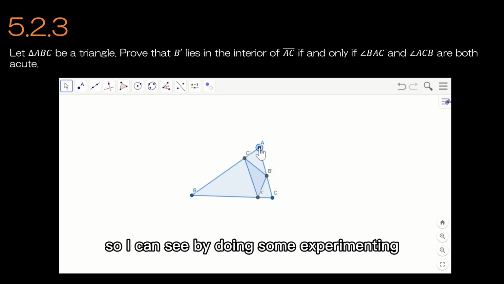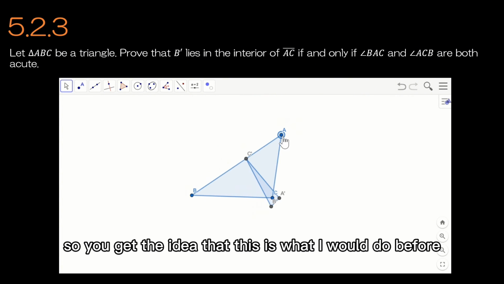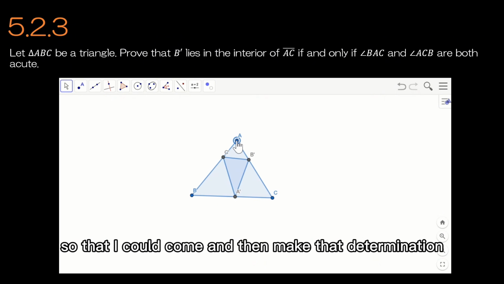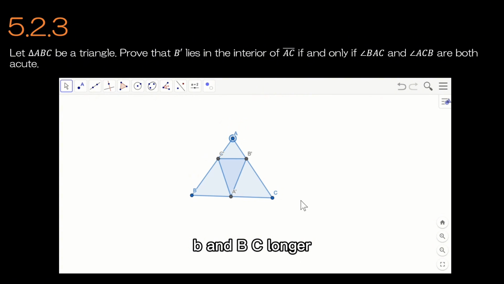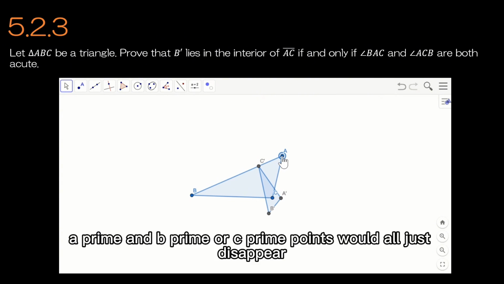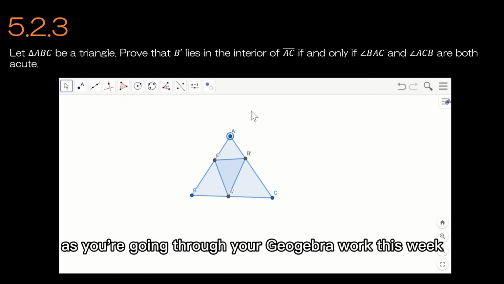So I can see by doing some experimenting, obviously A is not acute and B prime is not in the interior of AC. So you get the idea that this is what I would do before I would do a proof so that I could come and then make that determination. But again, if I wouldn't have made those sidelines of AC and AB and BC longer, then as I continued to do this, those A prime and B prime or C prime points would all just disappear. So that's just a little hint for you as you're going through your GeoGebra work this week.